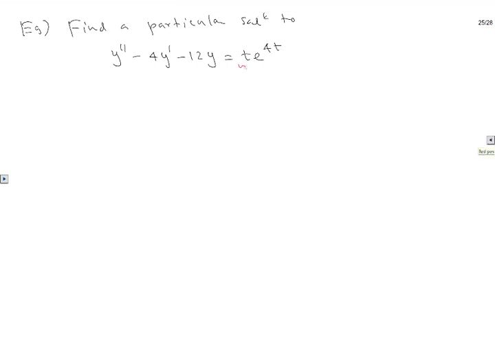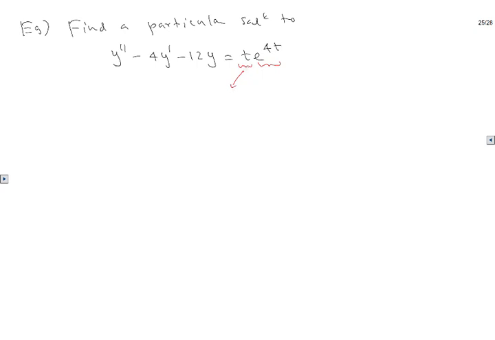So let's say, find a particular solution to y double prime minus 4y prime minus 12y equals, let's say, t e to the 4t. You can see that there are two types here. That's one type, and then you have another type. So what we can do is write the general form for each.